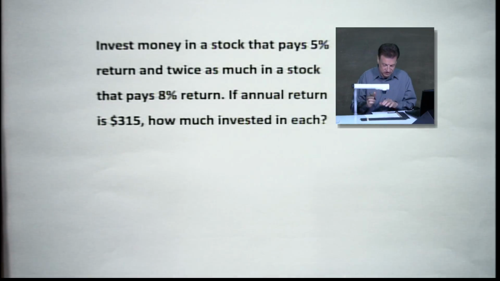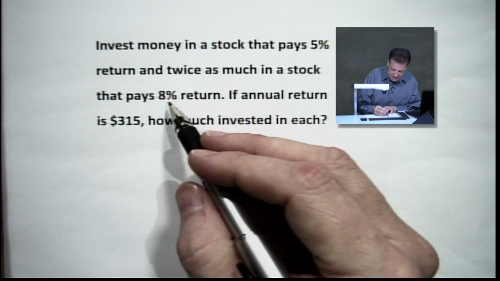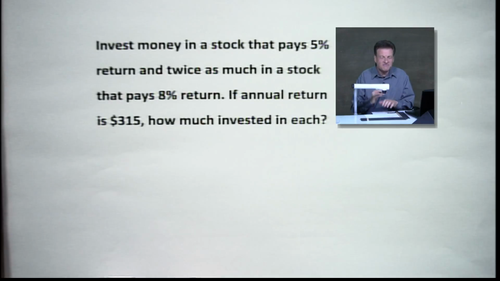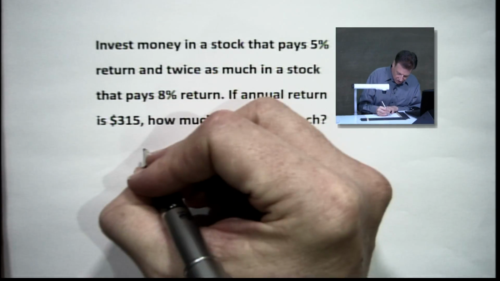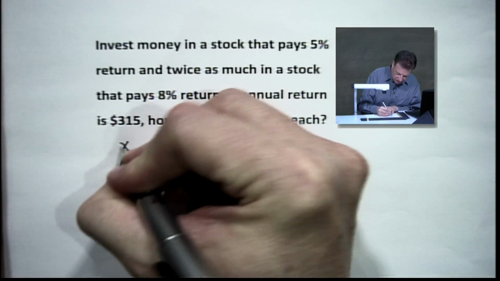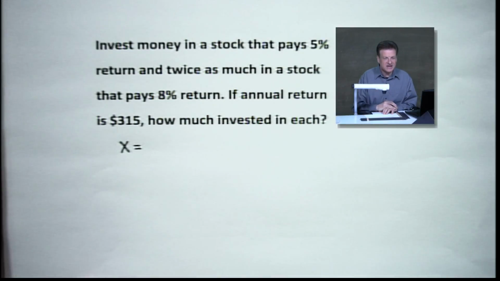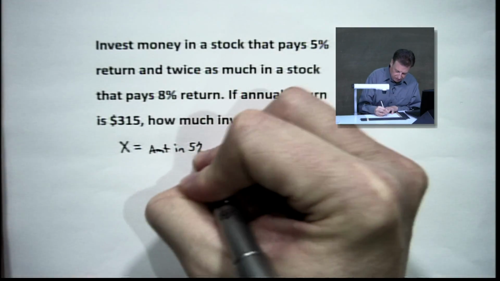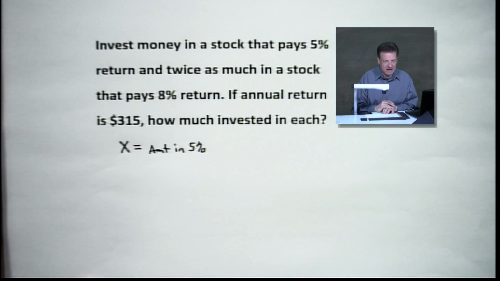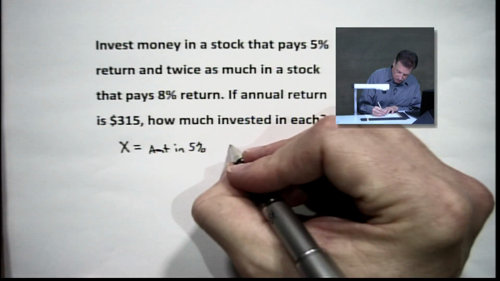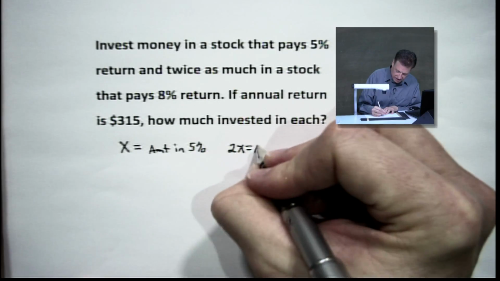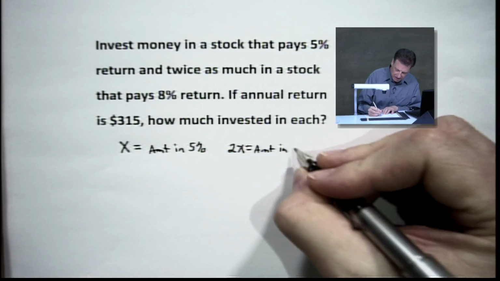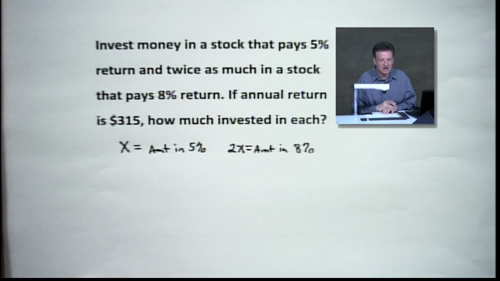So let's make our percents. We're going to say 5% plus 8% gives us a total interest. Now you say 5% of what? I don't know. All right, so we're going to do a little defining of variables here. We're going to let x equal the amount we put in at 5%. And we're going to double that amount for the amount in 8%. So we're going to have 2x equaling the amount in the 8%. All right?